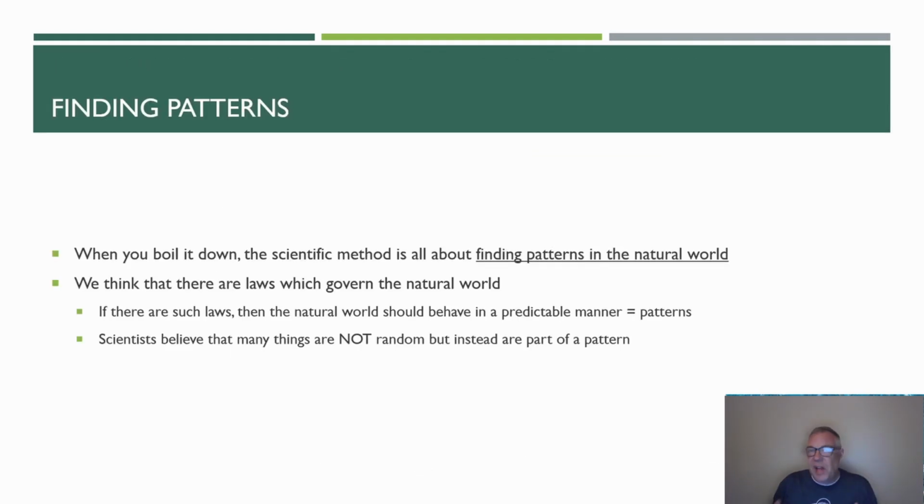And this is a slide we've seen already. Again, we're really just trying to find patterns in the natural world. We believe that there are laws which govern the natural world. And if there are laws, then things should behave in a predictable manner. That's what a pattern is. And so, as a scientist, we believe that many things are not random, but there is a pattern, and we're just trying to figure out those patterns to figure out those laws. Science is about understanding the natural world and how the natural world works.